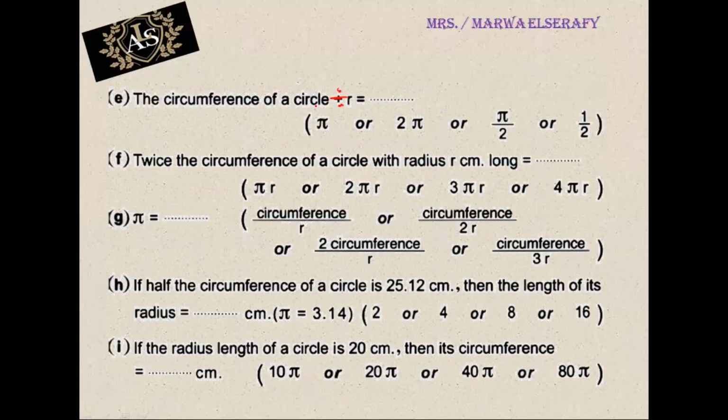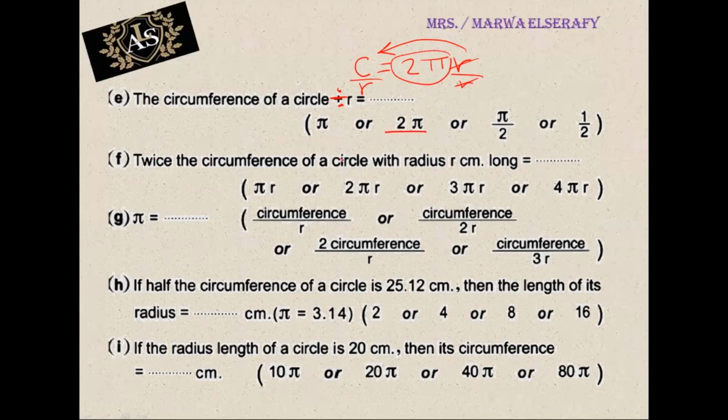The circumference of a circle divided by r. Circumference equals what? The circumference equals 2πr, and he wants circumference divided by r. So by using your equation, you will divide by r. In here, divide by r, you will cancel r with r, and in here you will divide by r. Circumference divided by r will be equal to what? Yes, it will be equal to pi, by using the equation.